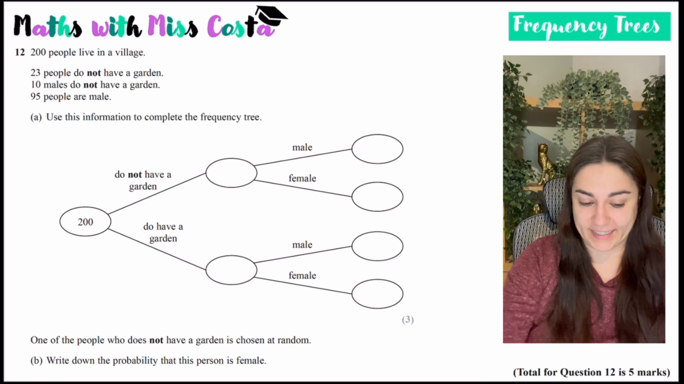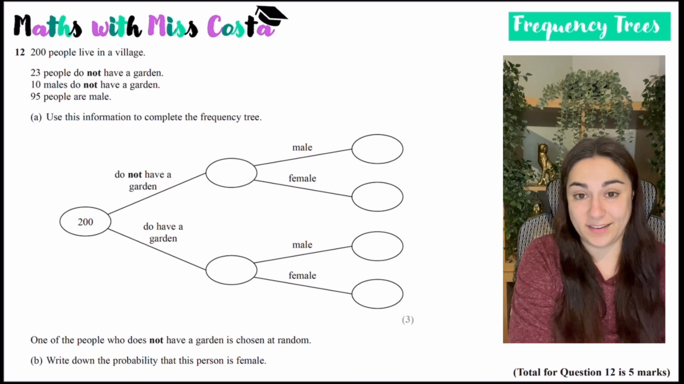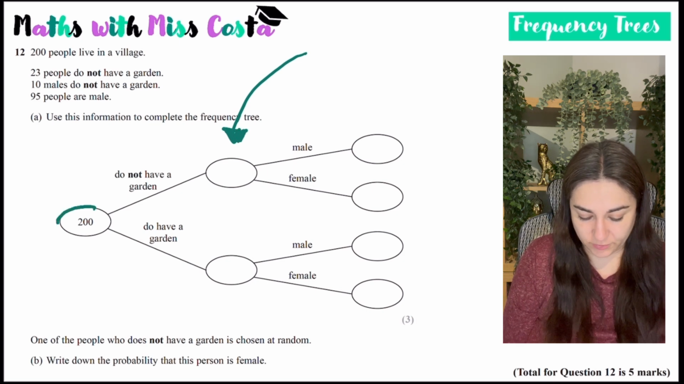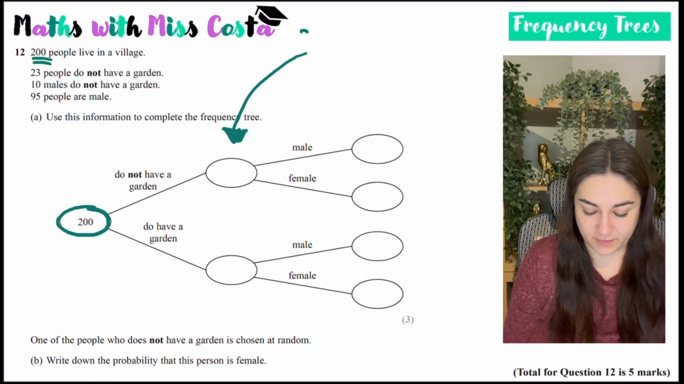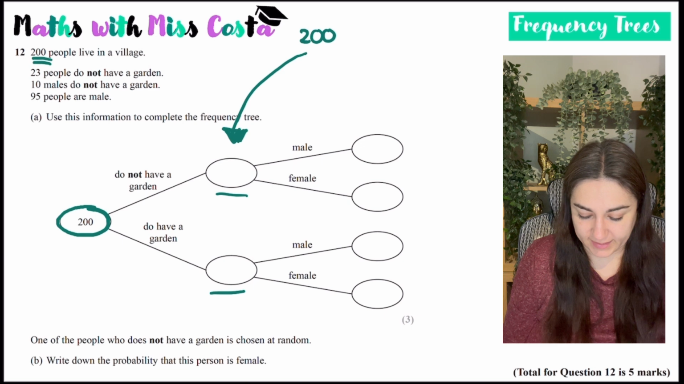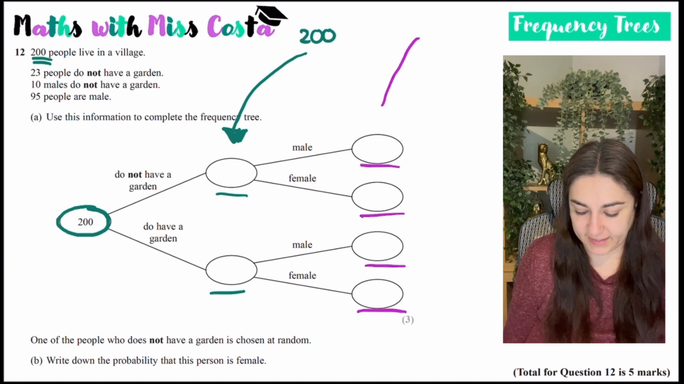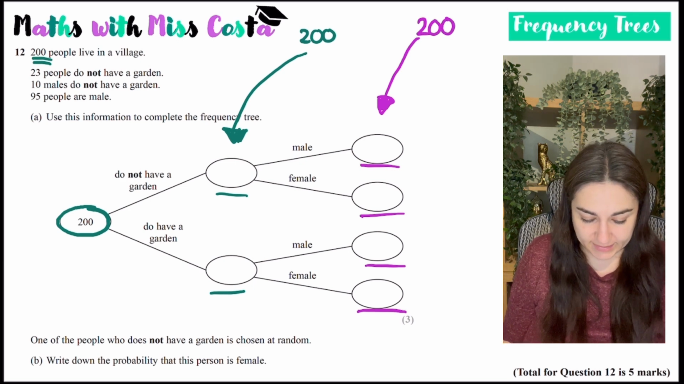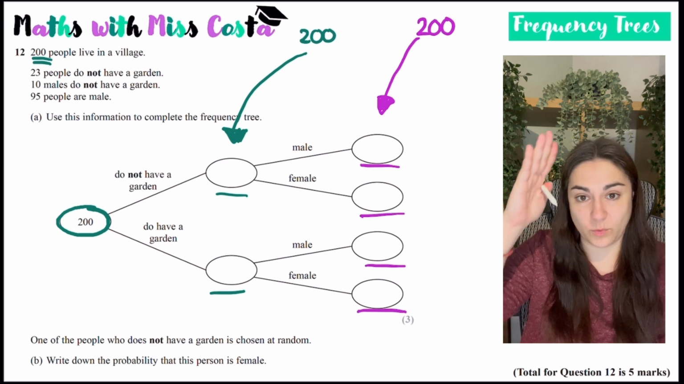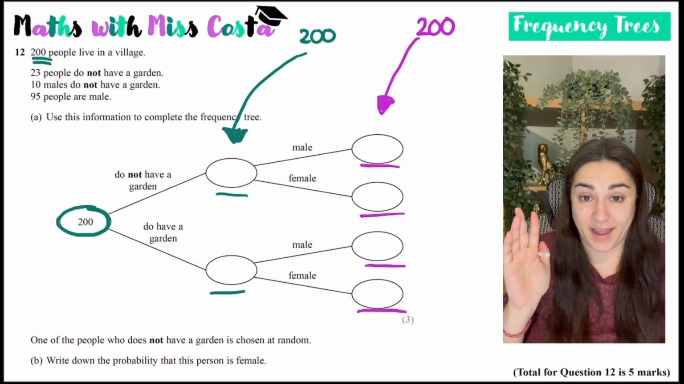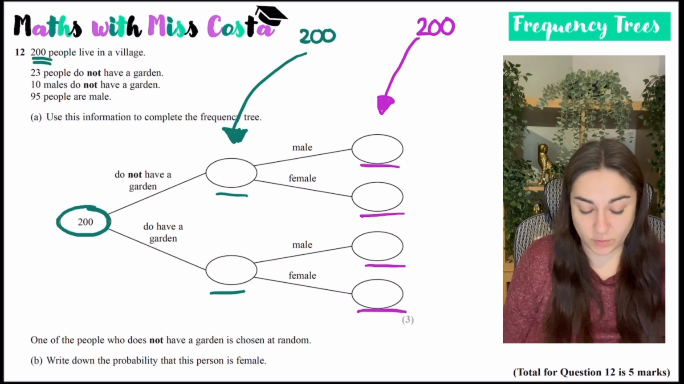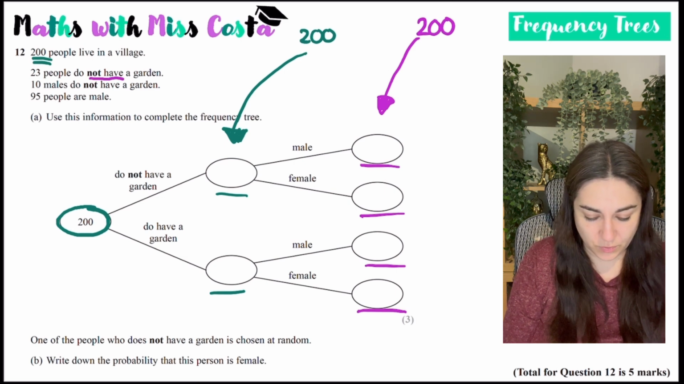Okay, here I've got a frequency tree. These are actually quite simple if you just know what you need to do in them. With a frequency tree, the key thing is that these things need to add up to make your total. So here's your total, your original amount, 200 people who live in the village. So this plus this, and then also this plus this plus this plus this, the total of them must add up to 200 because you're just splitting up the 200 into separate parts. So you always double check that each of your almost like columns add up to 200 or the total, and that will be really helpful. Then you use the information that you're given. So we're told that 23 people do not have a garden.